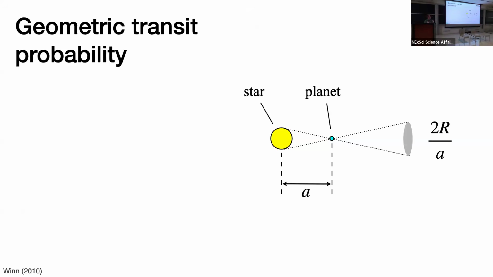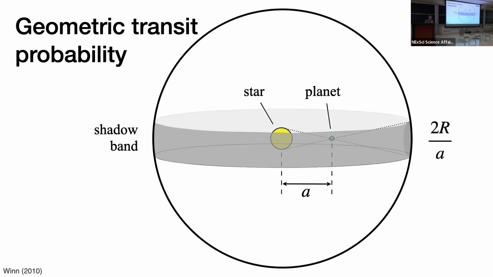If you're in that cone and you look towards the star, you will see the planet projected in front of it. And as the planet goes around, that sweeps out a shadow band on the celestial sphere that is surrounding the star. And you have to be within that shadow band to ever see transits of the planet.